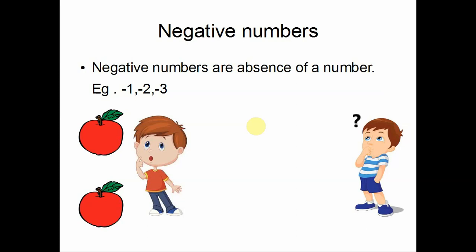We give him another apple and it also vanishes. So the boy is now left with 0 apples. Finally, we give him the third apple and now the boy has 1 apple. So this illustrates the concept of negative numbers.